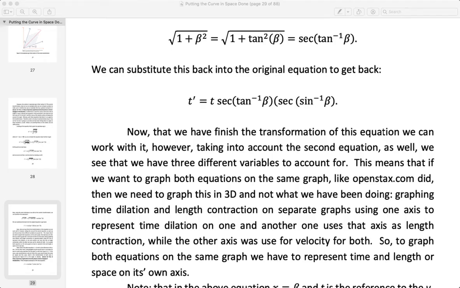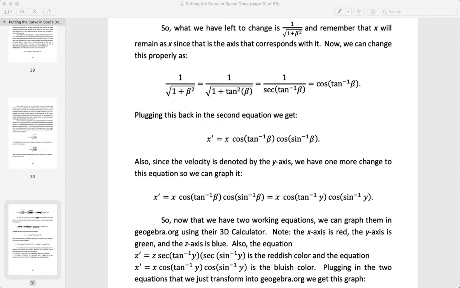Working with the equation on the left, we will have to transform the denominator as shown in the picture, and the t's will become our z variables to be able to graph this with the second equation on the right on the previous page. Now looking at the second equation, we will need to transform what you see at the top of this page, and you can see the new equation that we will get. Note that z is time, x is space, and y is velocity or the angle. Plus the x-axis is red, the y-axis is green, and the z-axis is blue, while the time equation is a reddish color and the space distortion equation is a bluish color.